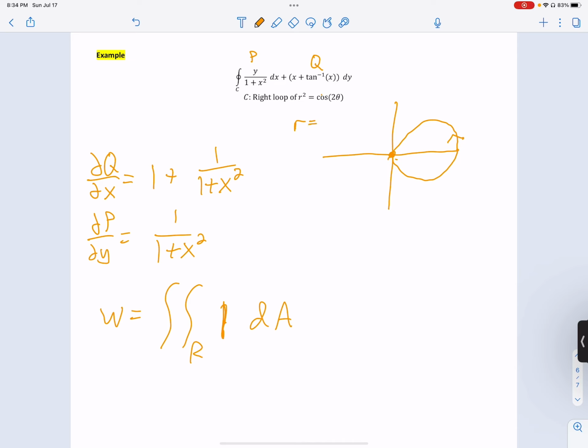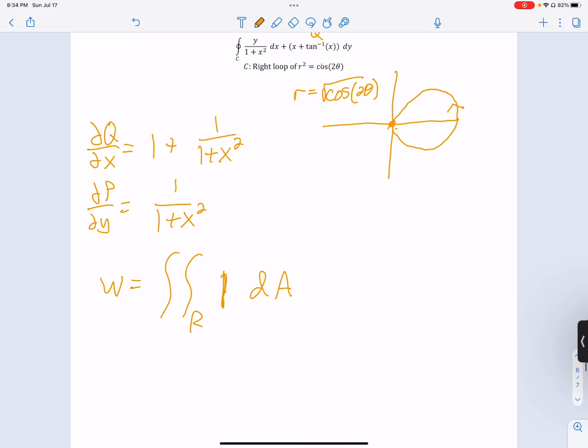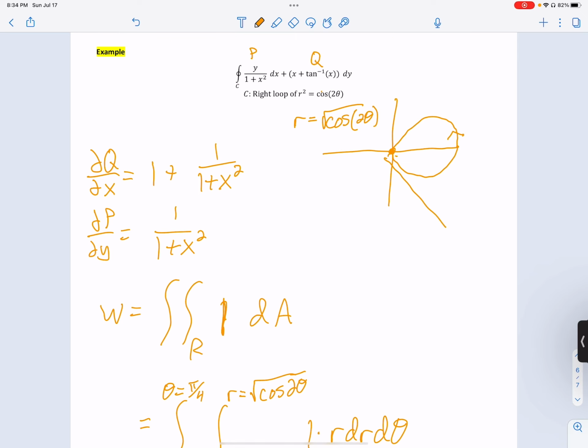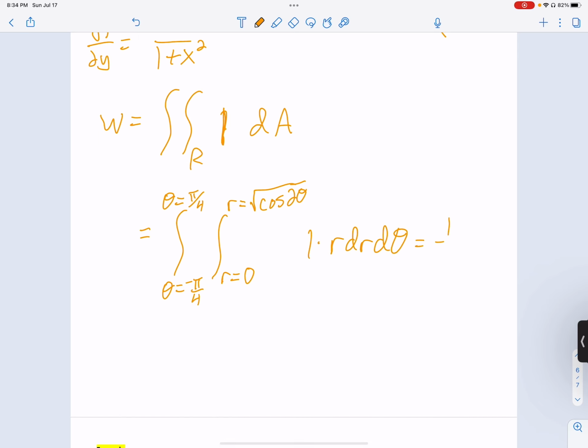We have r equals the square root of cosine 2 theta. So I could do the integral from r equals 0 to r equals the square root of cosine 2 theta, which is what we just solved for there. And then we got 1 times r dr d theta. And then theta is going to go from negative pi over 4 to pi over 4. That's here and there. This answer comes out to be 1/2.